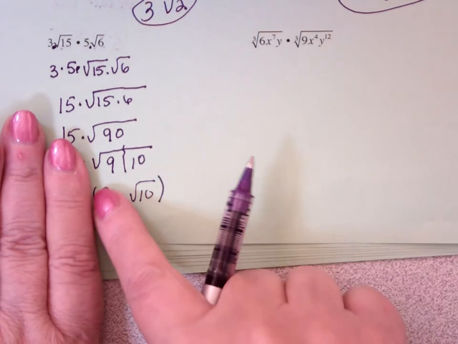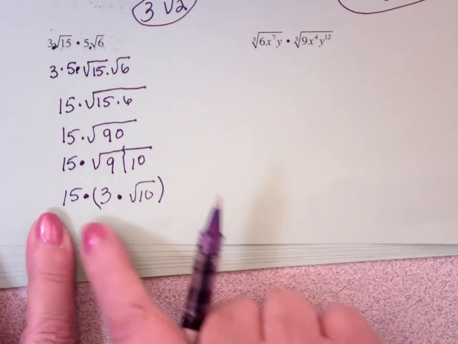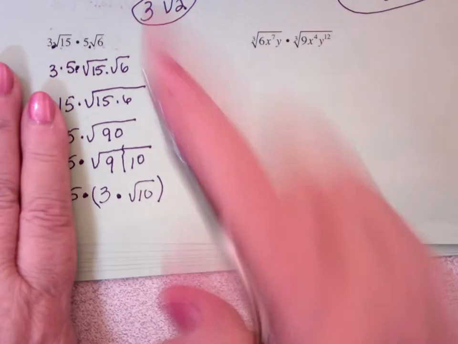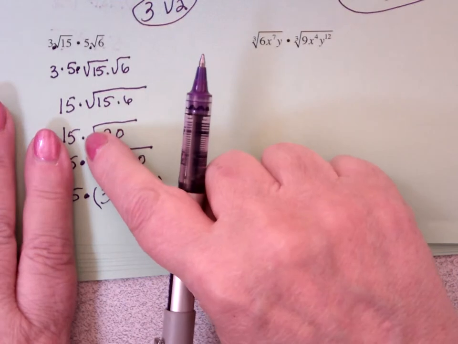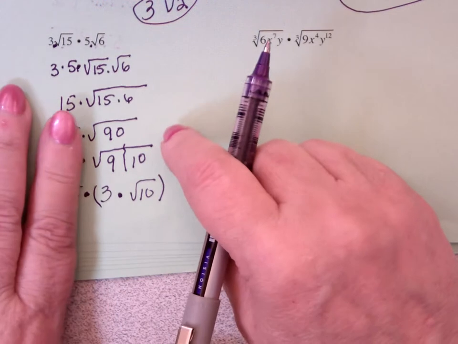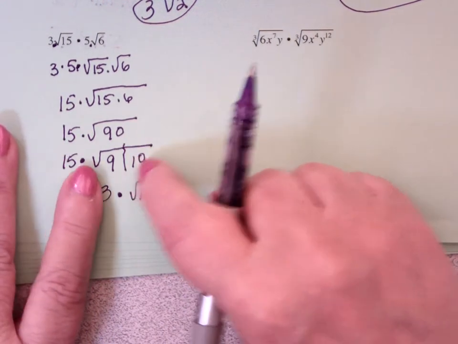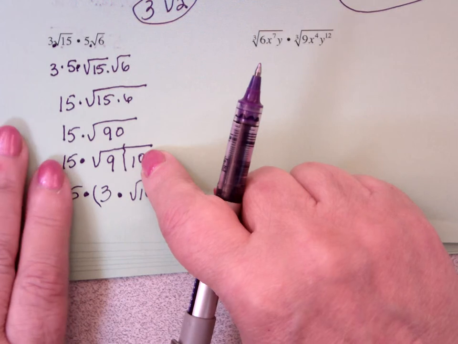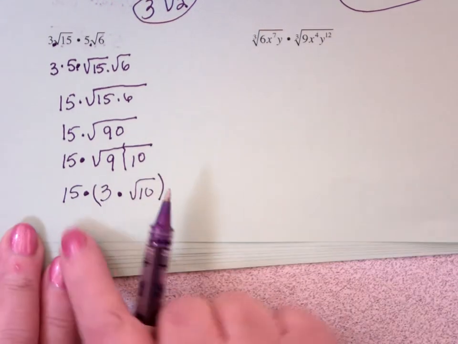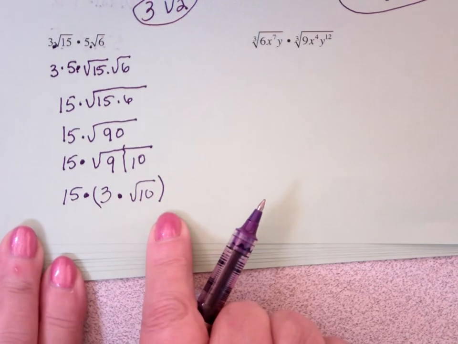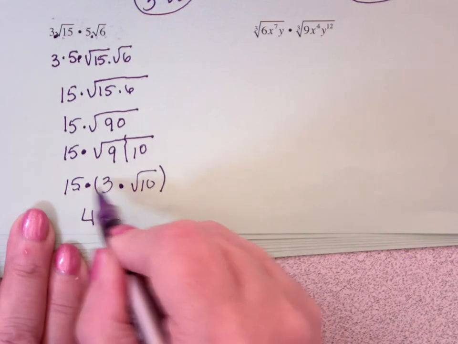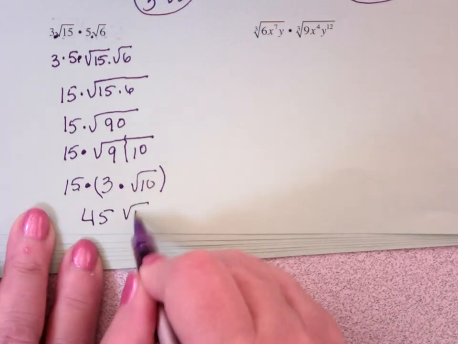And then the whole thing gets multiplied by 15. This is 15 times that radical, 15 times that radical. That radical got broken down into 2 pieces, which happens to be a multiplication itself. So now I've got this multiplication. So this then becomes 45, because the 2 numbers multiply together, square roots of 10.